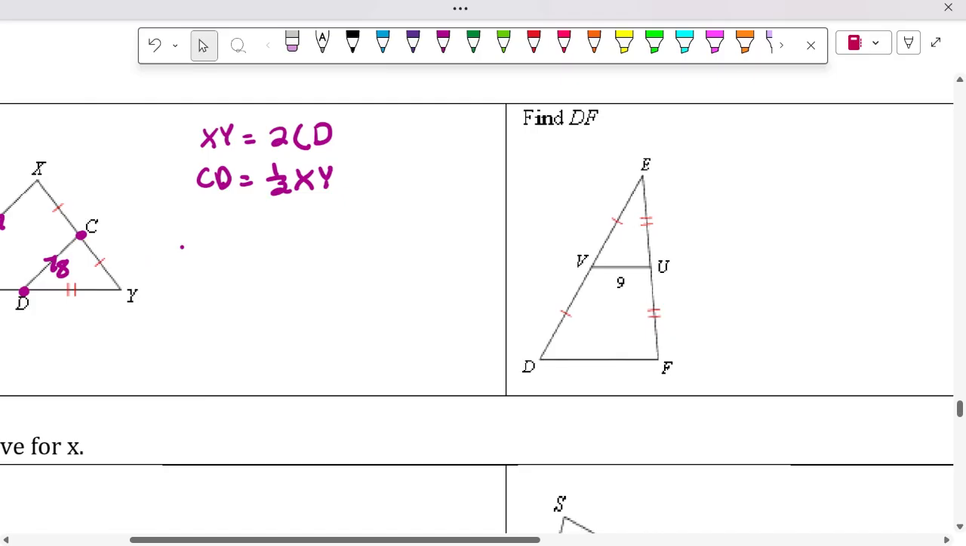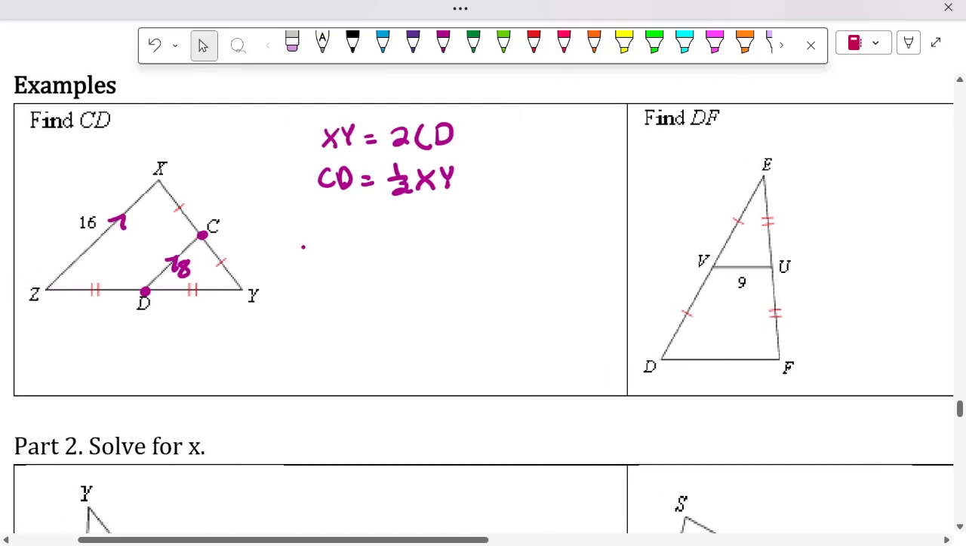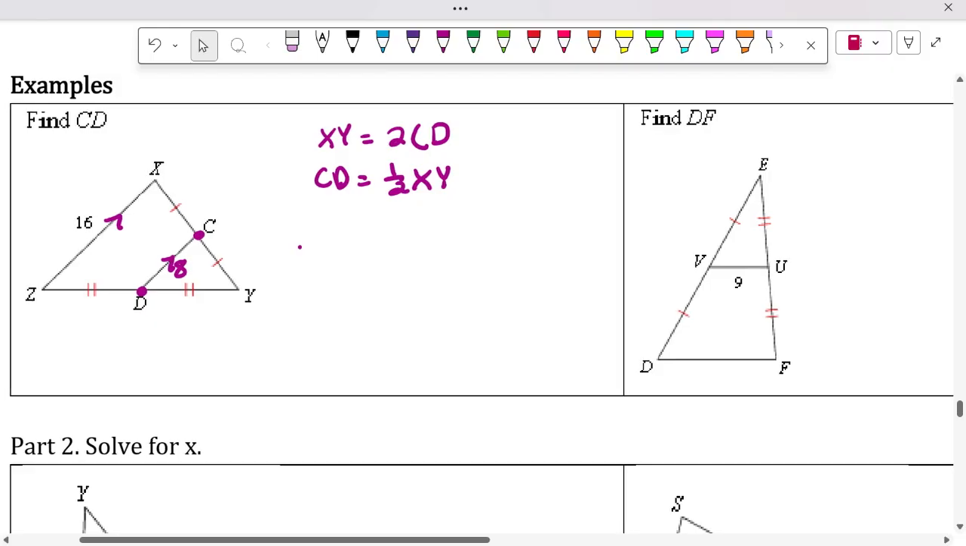What about DF? Yes. The last one, it should be XC, not XY. Yeah, you're right. It's the end of the day. My brain's almost shut down.